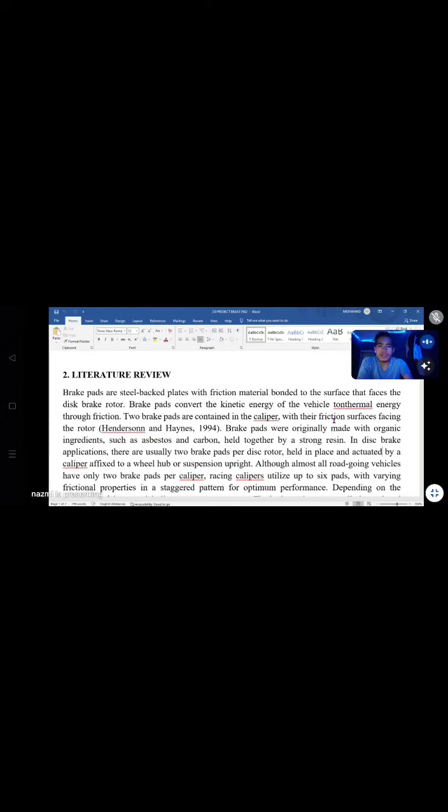Two brake pads are contained in the caliper with their friction surface facing the rotor. Brake pads were originally made with organic ingredients such as asbestos and carbon held together by a strong resin. In these brake applications, there are usually two brake pads per disc rotor, held in place and actuated by a caliper affixed to the wheel hub or suspension upright.